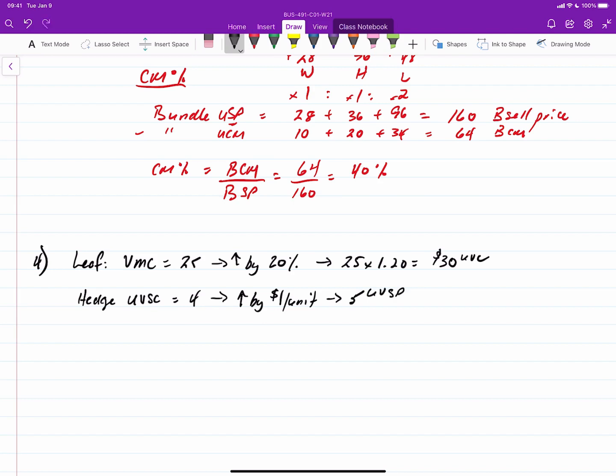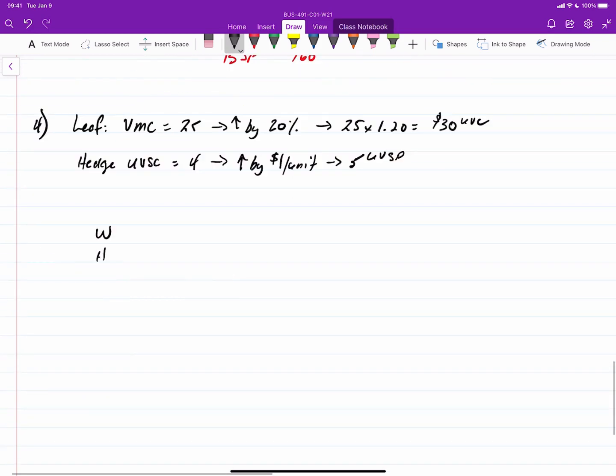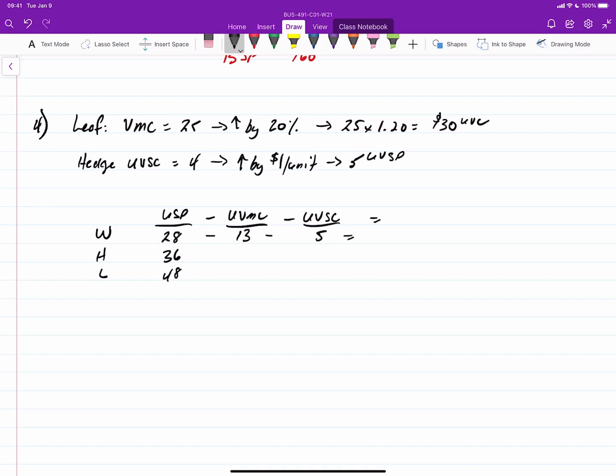So if we proceed to determine our bundle contribution margins, we need to look at each product again. We have the weeders, the hedge clippers, and the leaf blowers, and we start with our unit selling price. None of the selling prices has changed. So the weeders sell for $28, the hedge clippers for $36, and the leaf blowers $48. Now we take our unit variable manufacturing cost, and none of that has changed for the weeders, so that's still $13. Then we subtract the unit variable selling cost, which also stays the same at $5 per unit for weeders. That gives us a unit contribution margin still of $10 for the weeders.